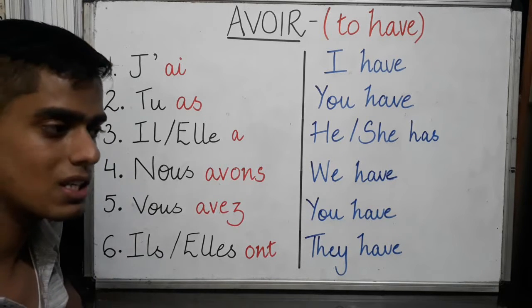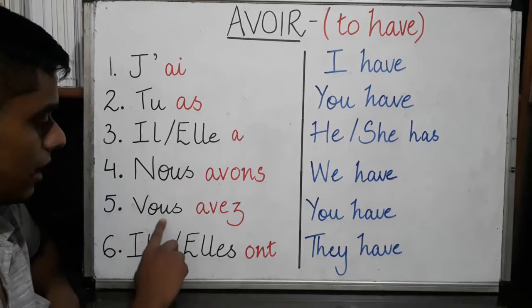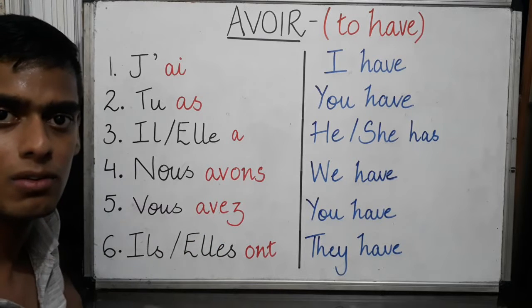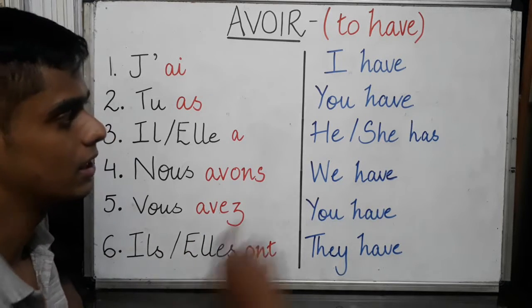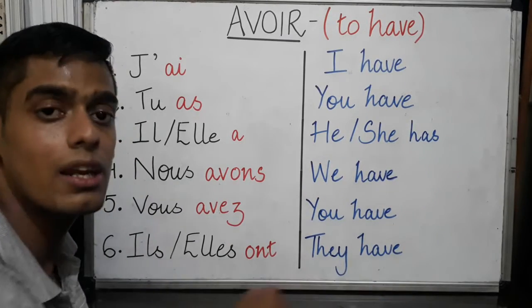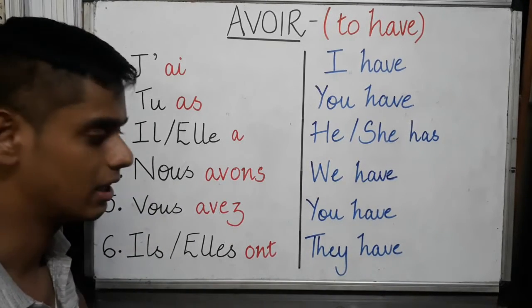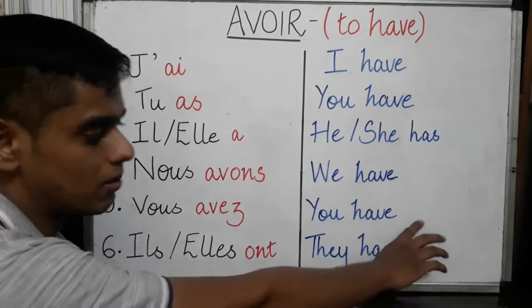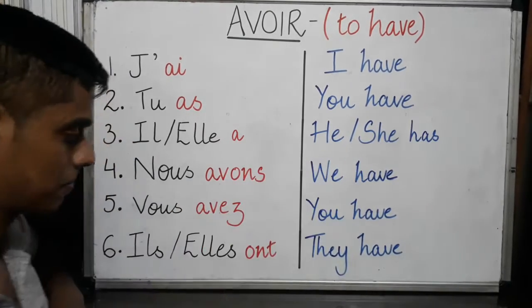Again, now what is the difference between tu as and vous avez? It is very simple. Here it is used in an informal way and here it is used in a formal way. So it is a formal way and it is an informal way.